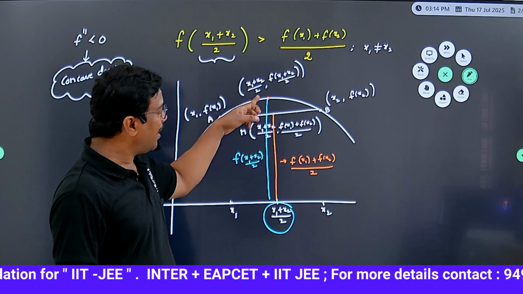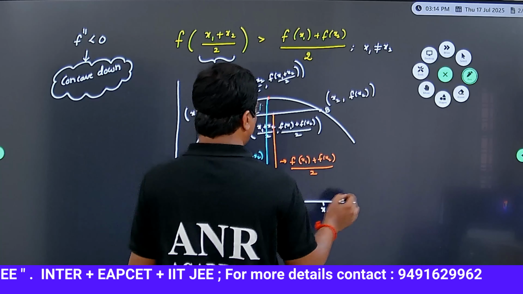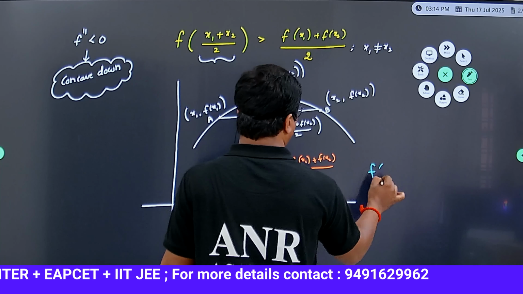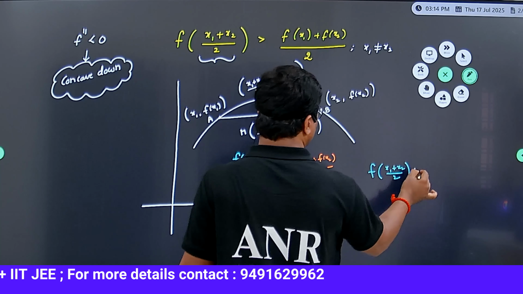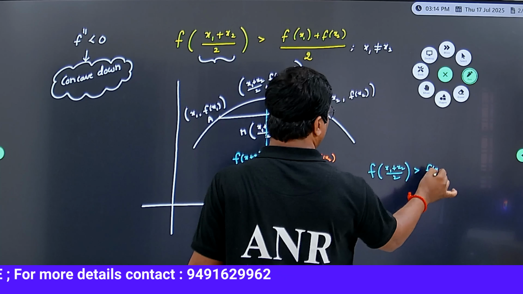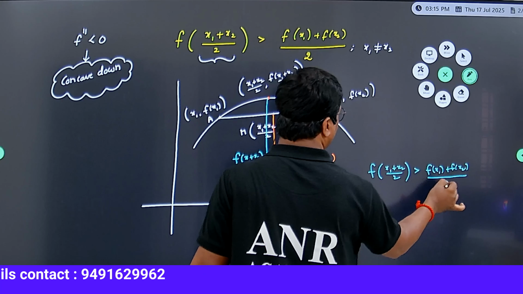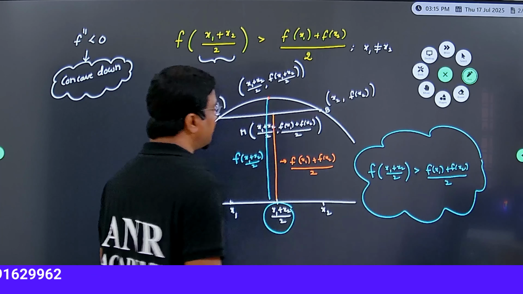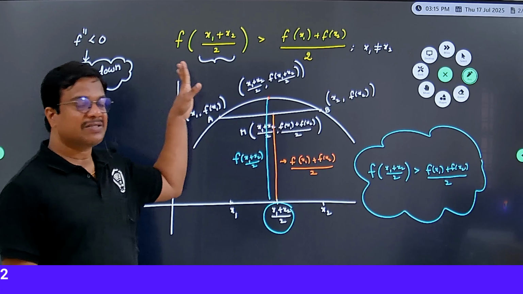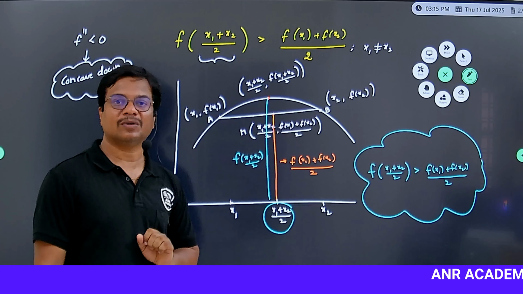This is more height compared to this. So from these two I can write f((x1 + x2)/2) is greater compared with [f(x1) + f(x2)]/2. So geometrically it is very clear that f((x1 + x2)/2) is more compared to [f(x1) + f(x2)]/2.